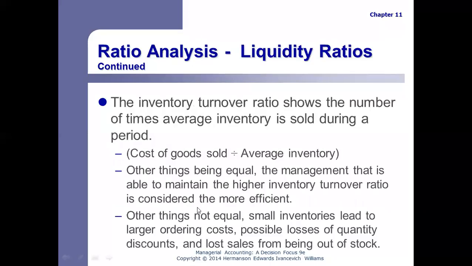Okay, the inventory turnover ratio shows the number of times in a year that an inventory item is purchased and then sold. For example, an inventory turnover ratio of 12 indicates that 12 times a year you're buying and then selling inventory. So once a month you buy it and then you sell it. Another way to say that is how long does it take you to sell your inventory? The formula for that is your cost of goods sold divided by your average inventory.